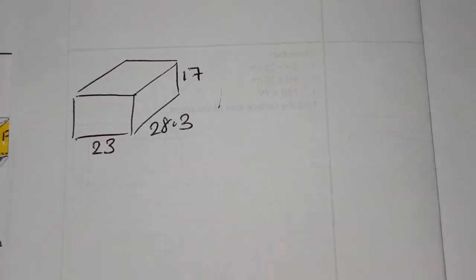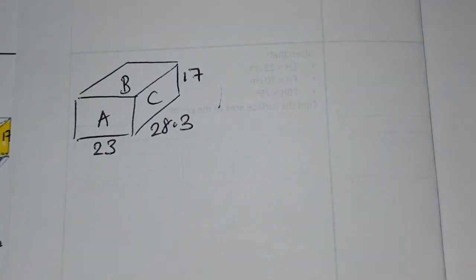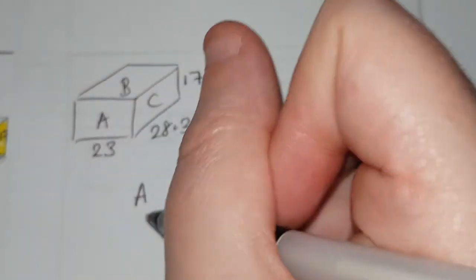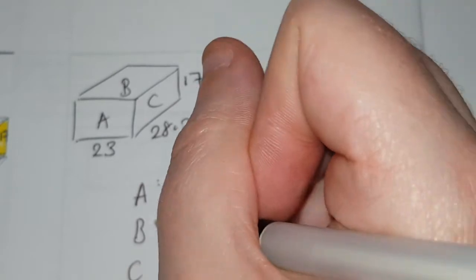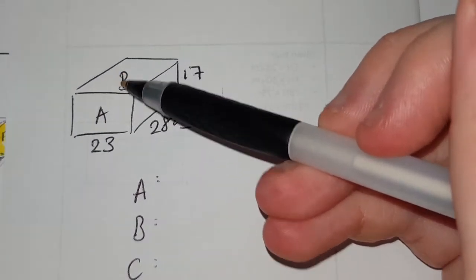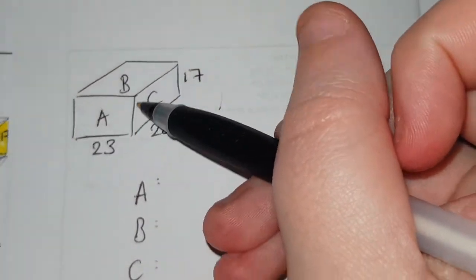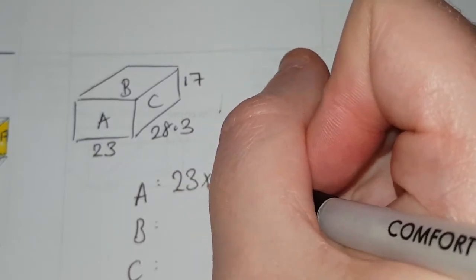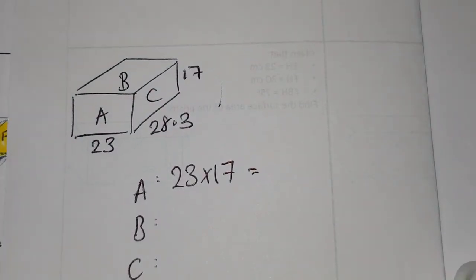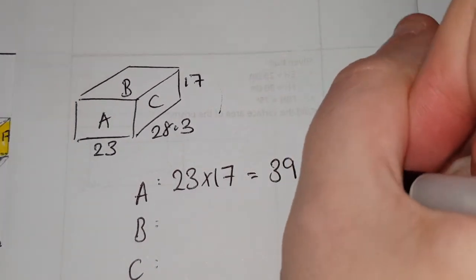Now, a quick reminder of surface area. Best thing with cuboids is to label the faces as A, B and C. Now what you want to do is find the area of each of A, B and C, and just remember that A is going to be repeated twice, B is going to be repeated twice, and C is repeated twice. So for A, you've got 23 by 17. That's going to give me 391.